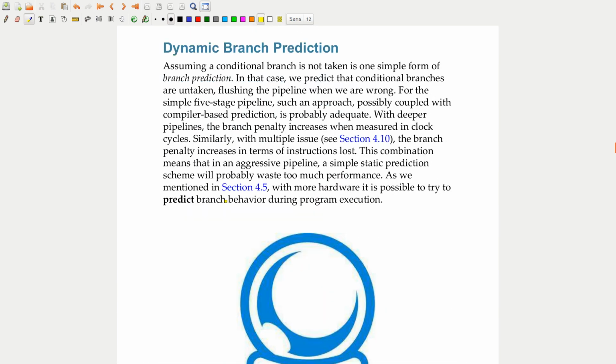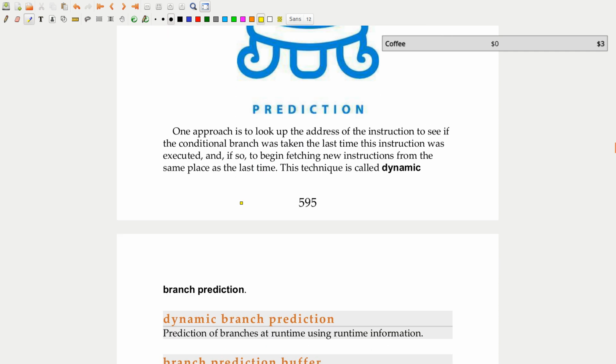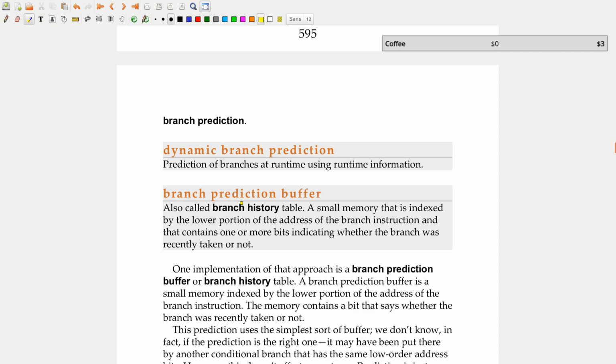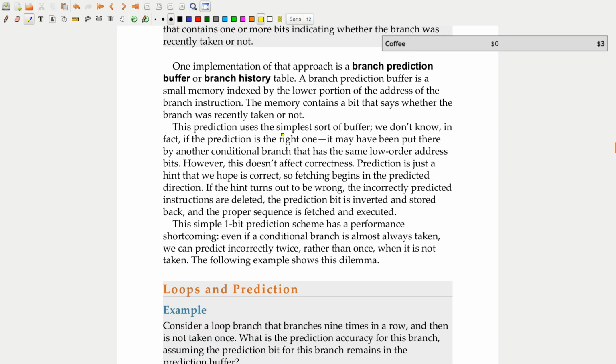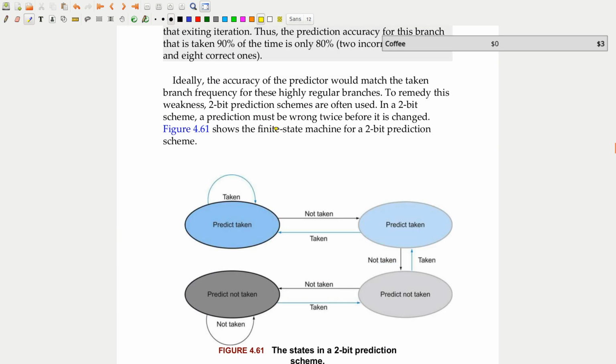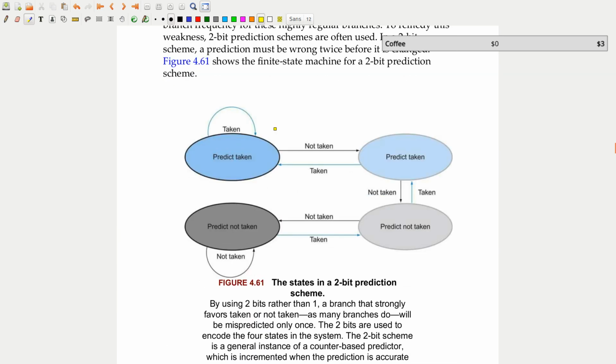So let's talk about dynamic branch prediction. We've talked about very basic branch prediction, but we haven't talked about dynamic yet. With dynamic branch prediction, we usually use something called a branch history table, a small piece of memory where we keep track of the previous branches' results, whether branches have been taken or not taken. That is the information we're going to use to make our decisions.